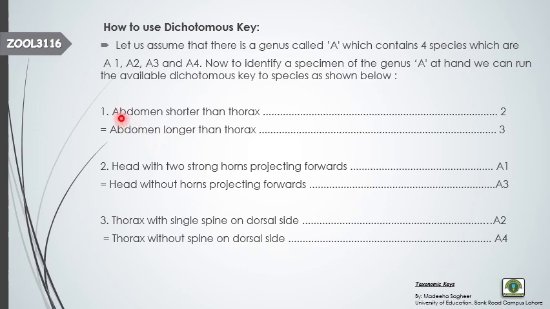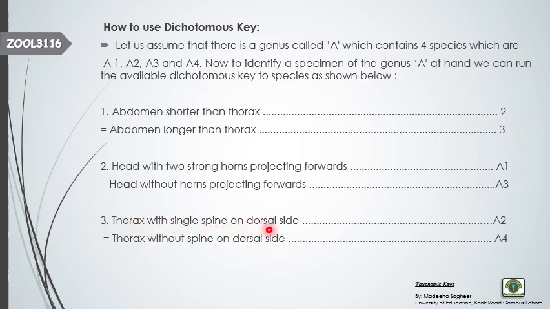So first read the first couplet. Abdomen is shorter than the thorax. No. Abdomen is longer than the thorax. Right. This is yes. Okay. Then this is telling us that we need to go to the step number or couplet number 3. Directly jump to the couplet number 3. Thorax with single spine on the dorsal side.